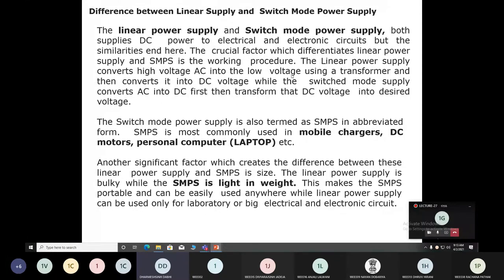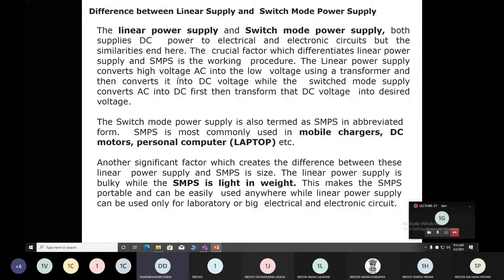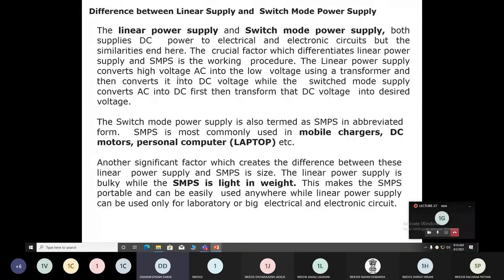In the operating procedure of a linear power supply, we first convert the high voltage AC into low voltage AC by using a transformer, and then it converts into DC by using the rectifier. While in the switch mode power supply, SMPS, we first convert AC to DC by using the rectifier, and then we transform that DC voltage into the desired voltage by using the voltage regulator. So this is the main difference between linear power supply and switch mode power supply. And then after we will see which one is advantageous as compared to the other. Clear?